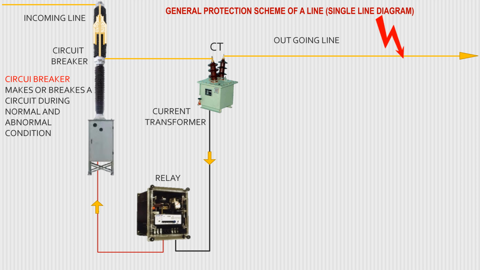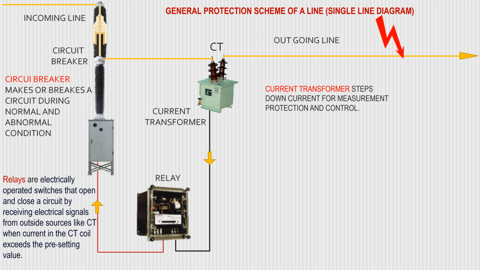Circuit breaker makes or breaks a circuit during normal and abnormal conditions. Current transformer, CT, steps down current for measurement, protection and control. Relays are electrically operated switches that open or close a circuit by receiving an electrical signal from an outside source like a CT, when current in the CT coil exceeds the preset value.